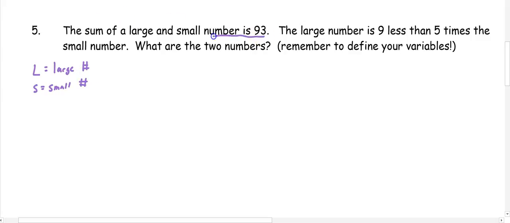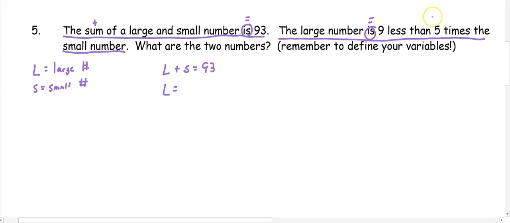So the first sentence says the sum of a large and small number is 93. So remember that sum is addition and is equals. So we have L plus S equals 93. And in the second equation, the large number is, so L equals 9 less than 5 times the small number. Well, 5 times the small number is 5s, and then 9 less is minus 9.